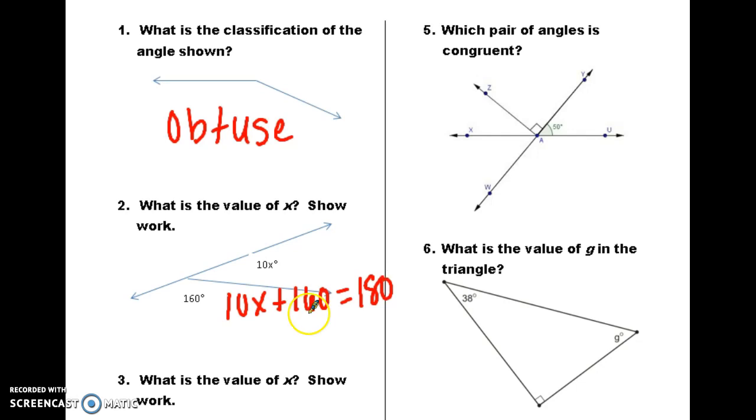Subtract 60 from both sides. That gives you 10x equals 120. Divide by 10 on both sides, and x equals 12.